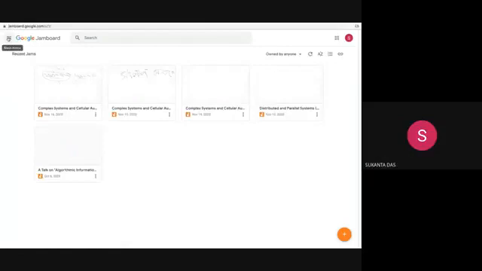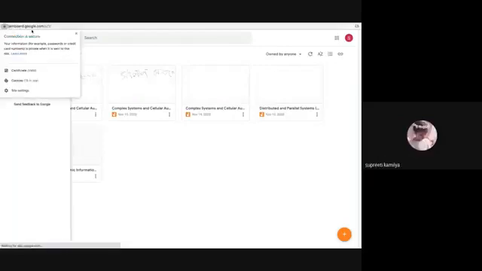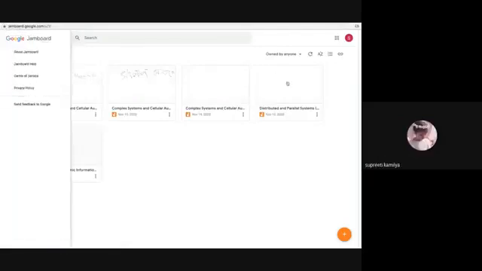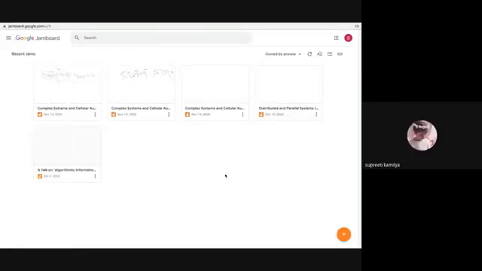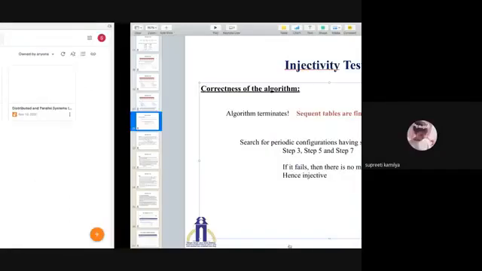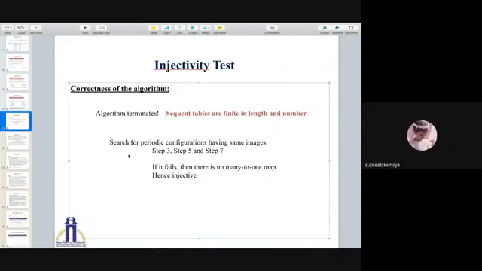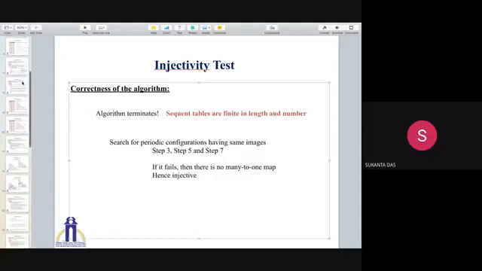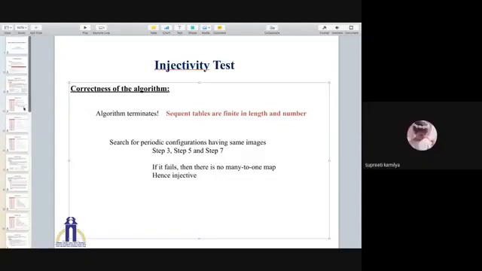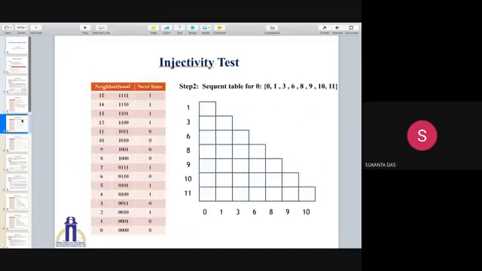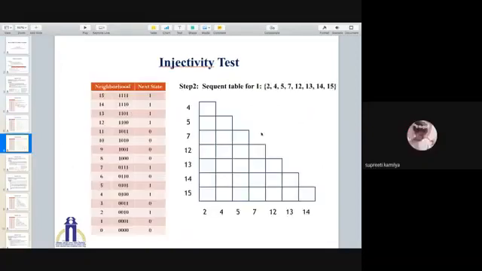Sir, in the injectivity test, you said that when the box is, say, 1 0, and the box also includes 1 0, then it is not injective, right? According to the algorithm, yes. But sir, why? I mean, 1 0 will never arise in this case. Intuitively I have said 0 7, but 1 0 will not arise.